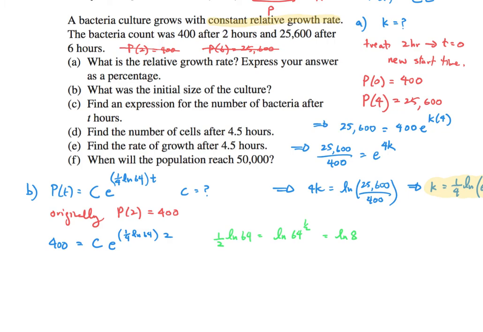So I just simplified this exponent. Now our equation is 400 is equal to C times e to the natural log of 8. We know that e and natural log are inverse functions of each other, so we have this cancellation property, and 8 is inside the domain of natural log. So this equation becomes 400 is equal to C times 8, and when we divide both sides by 8, we end up with C equal to 50. That means our initial population is 50.